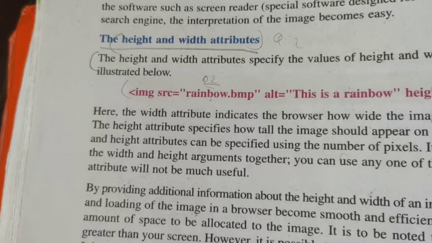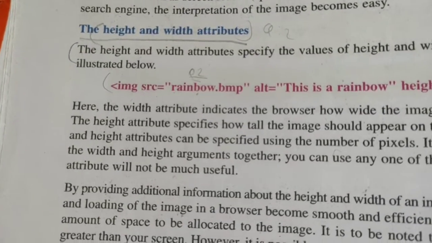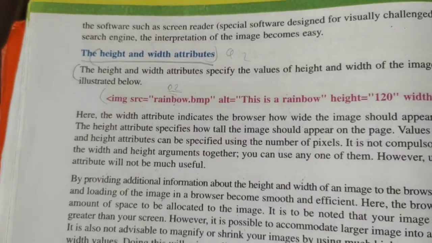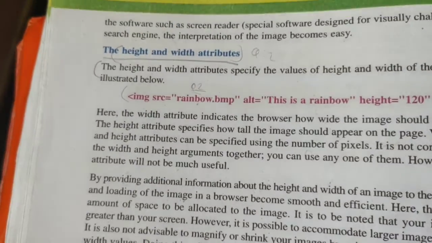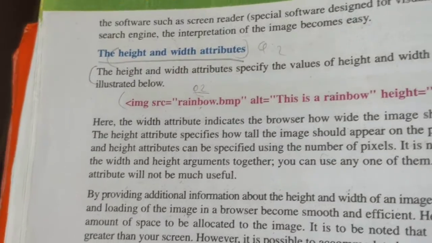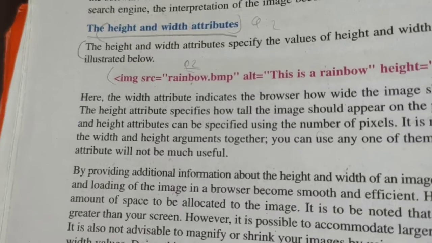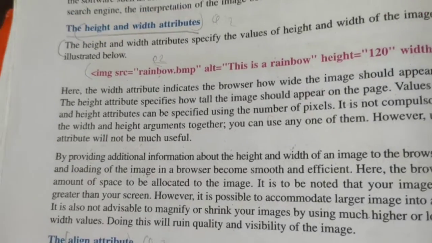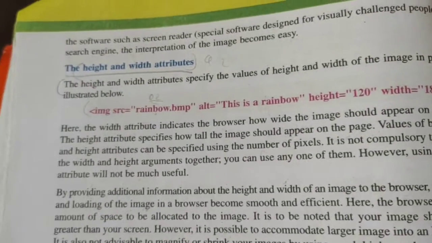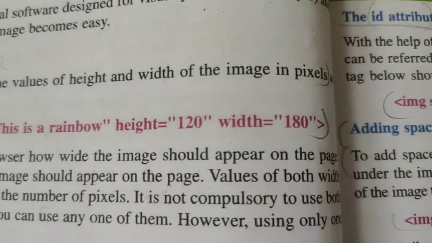Then come the height and width attributes. How should the height and width, which means length and breadth, of your image be? For that, img src, that is the source, rainbow, then alt, the description, and then the height and the width. First we have to describe the source, then the description of the image, and then the height and width of the image.